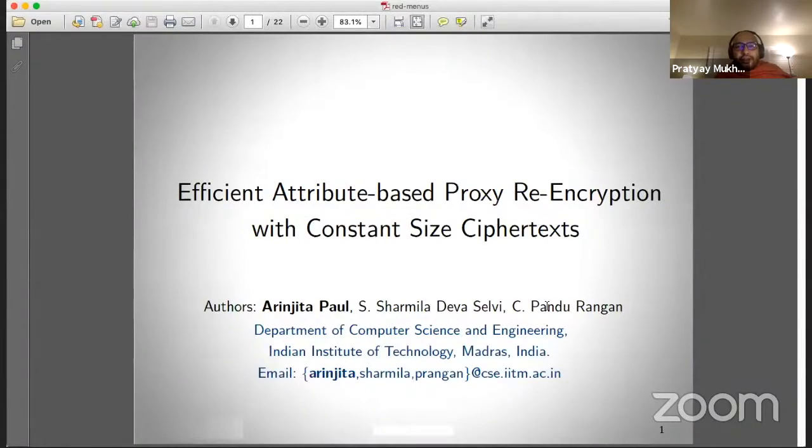It's a paper on efficient attribute-based proxy re-encryption with constant size ciphertext, joint work with Sharmila Deva Selvi and C. Pandu Rangan. Orinjita, over to you. Yeah, thanks, Pratyay. So today I'll be presenting our paper on efficient attribute-based PRE with constant size ciphertext.